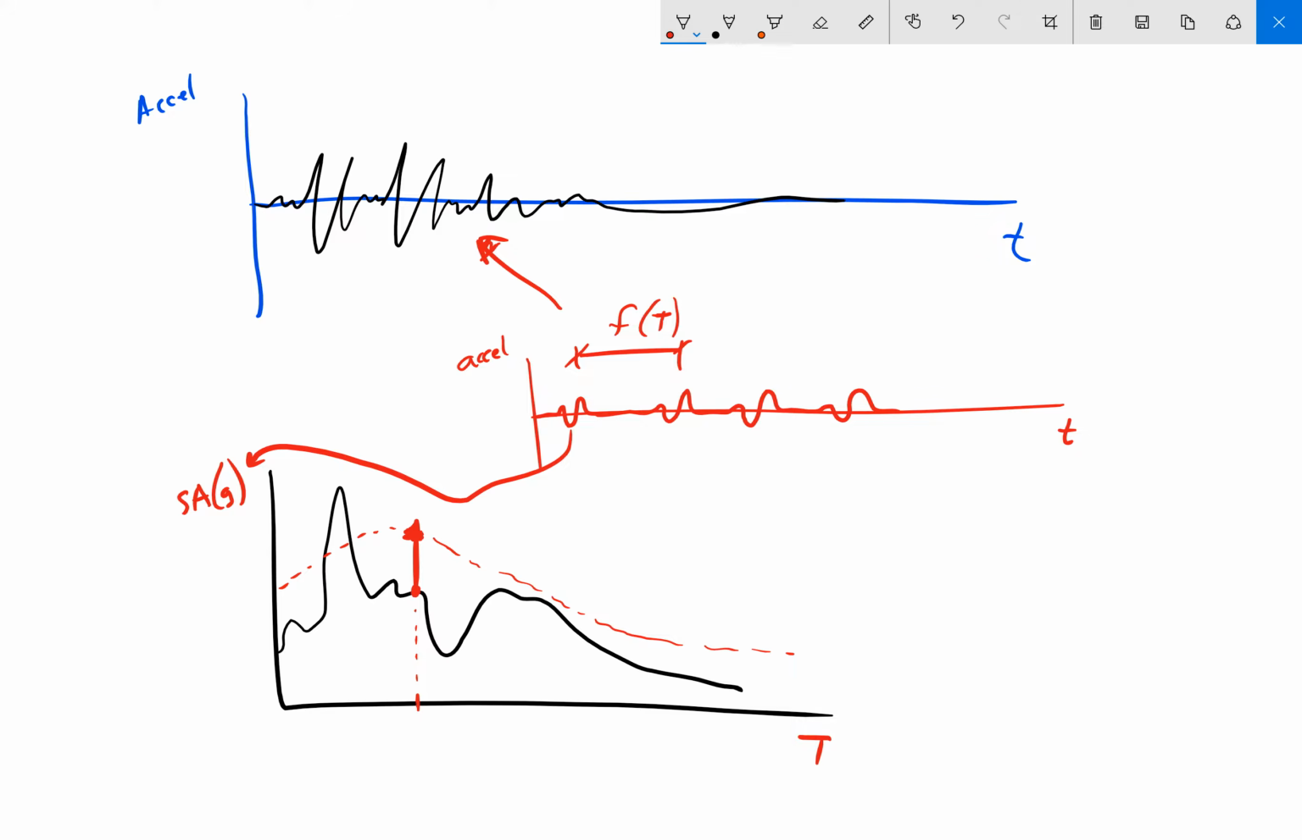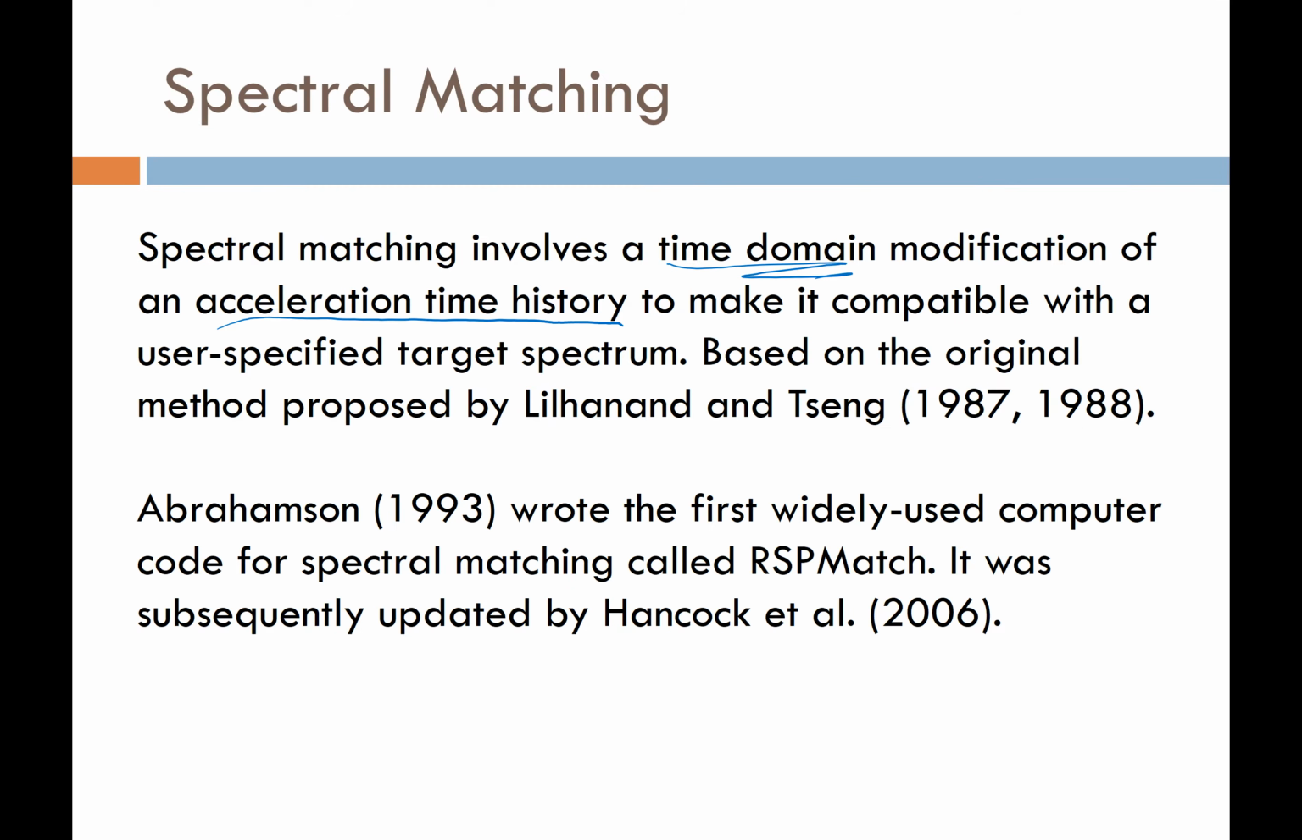But we've got to do it in a way that is mathematically feasible and doesn't create a scary Frankenstein time history. This idea of using wavelets to modify the acceleration time history was originally proposed by a couple of gentlemen named Lilhanand and Tseng in 1987 and 1988. But it really wasn't until the famous seismologist Dr. Norm Abrahamson developed a code called RSPMatch.